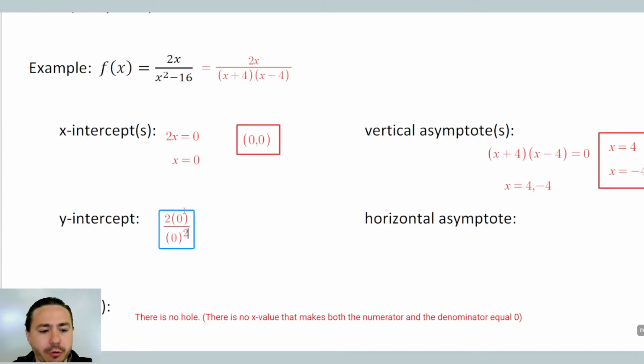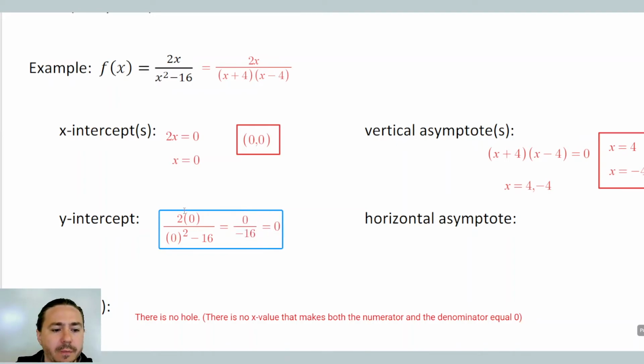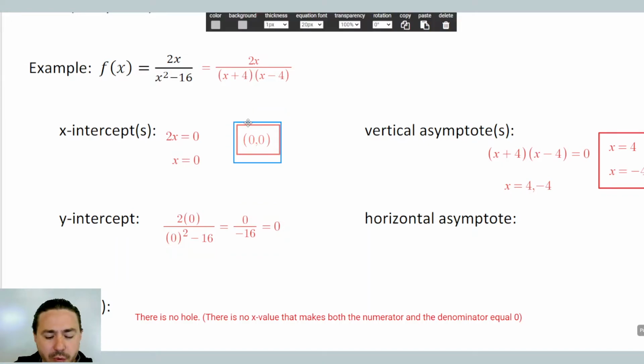But I just want to go through and show you how you would compute it if it wasn't going to be that. So this is just going to be 0 over negative 16, which equals 0. So we get the same exact point that we got for the x-intercept, which should be what you were expecting anyway, because basically this graph is going to cross at the origin.